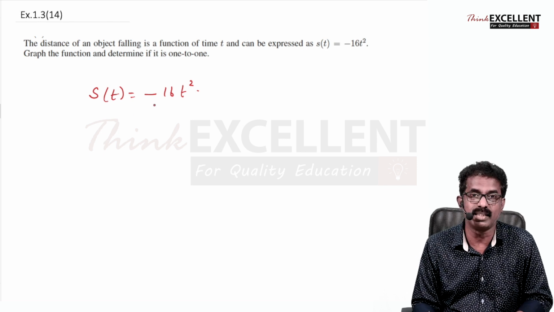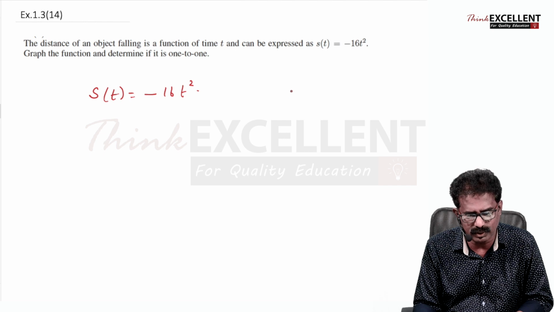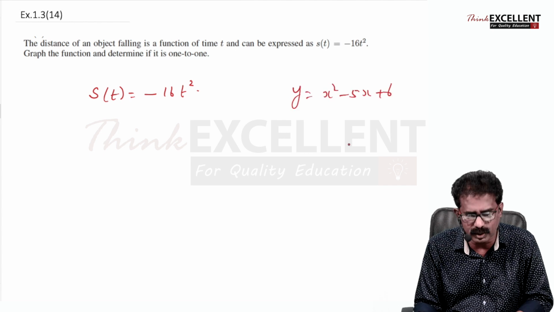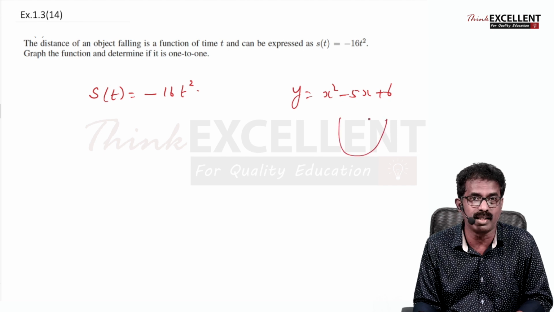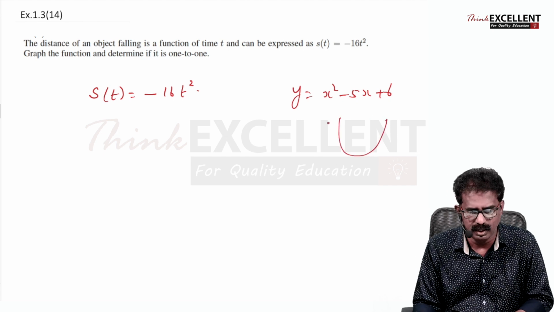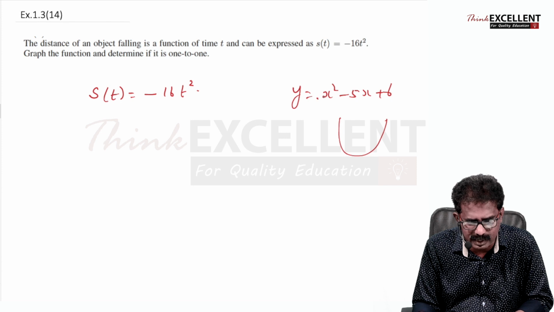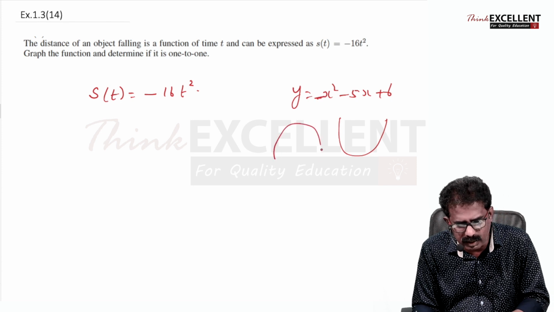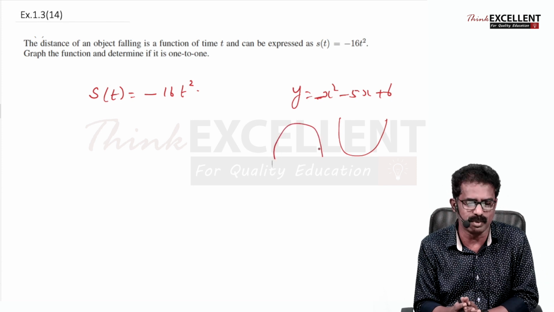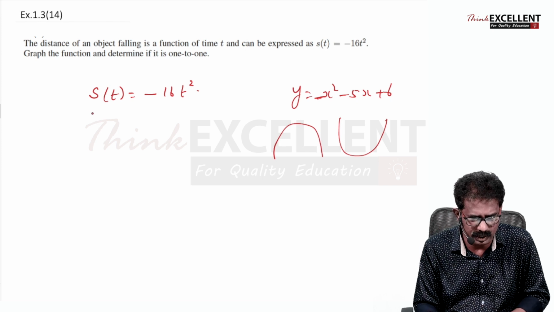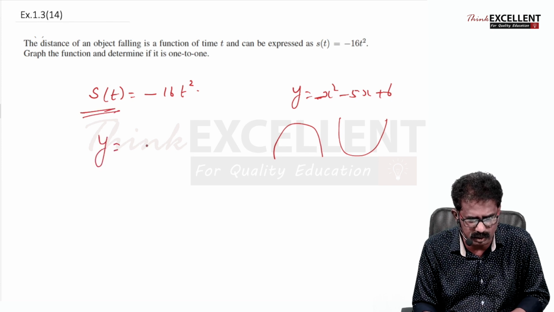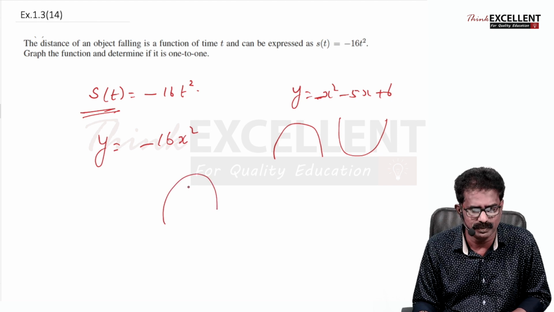So there is a square, it's a quadratic graph. In 10th standard you would have studied y equal to x square minus 5x plus 6. You know the graph, it's a parabola, right? An upward-opening parabola. But if the x square sign is minus, it's the same parabola, inverted. It looks like s of t equal to minus 16 t square. So it will be an inverted parabola like that.